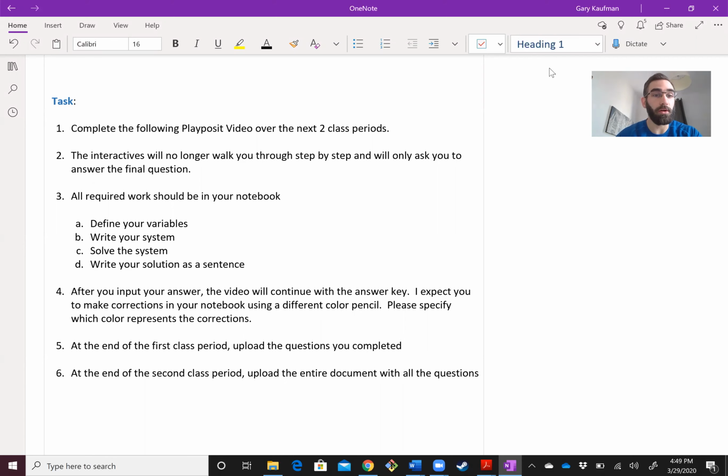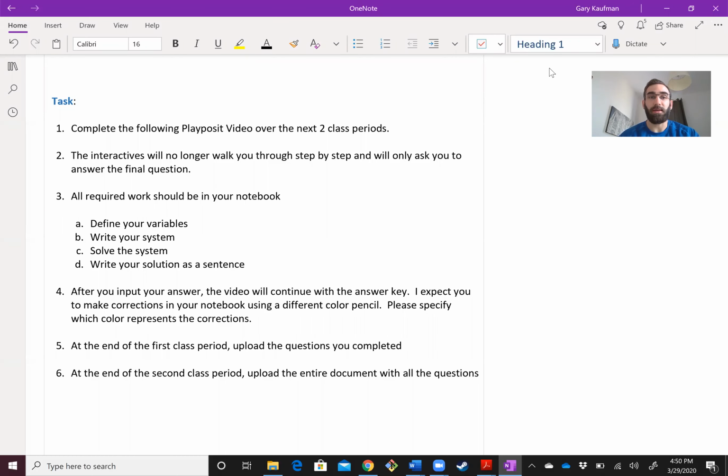So remember, all work must be shown in the notebook. Define your variables, write the system, solve the system using any of the methods, elimination, substitution. If you'd like, you can even graph. And the solution should be written as a sentence. Now, at the end of the first class period, as I just said, I want you to upload what you've completed. So since this is over 2 days, I want to see what you did the first day. And then at the end of the second class period, I want to see what you did the second day.